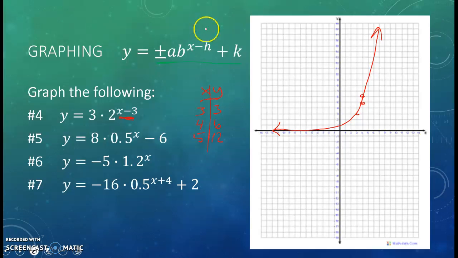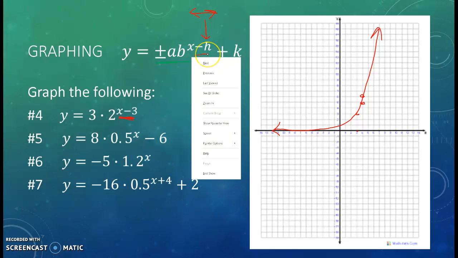So this h right here is going to shift things right and left. And you might say it's opposite of what you would think. If it's x minus 3, it's going to go to the right 3 units. And if it's x plus 3, it's going to go to the left 3 units. And so this is like where our origin has shifted to, just 3 units to the right. The asymptote is still at the x-axis. Okay, so that's what the x minus h does.